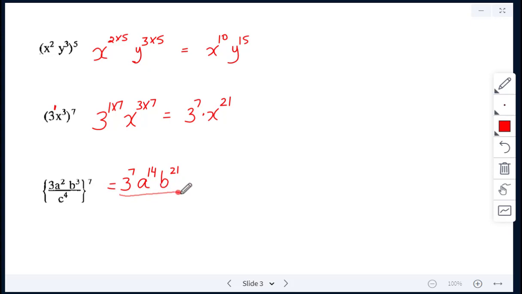And then for our denominator, we would do 4 times 7, which would give me c to the power of 28. And we can't simplify further. We could do 3 to the power of 7, but we'll leave everything in exponential form. So that would be the answer left in exponential form.